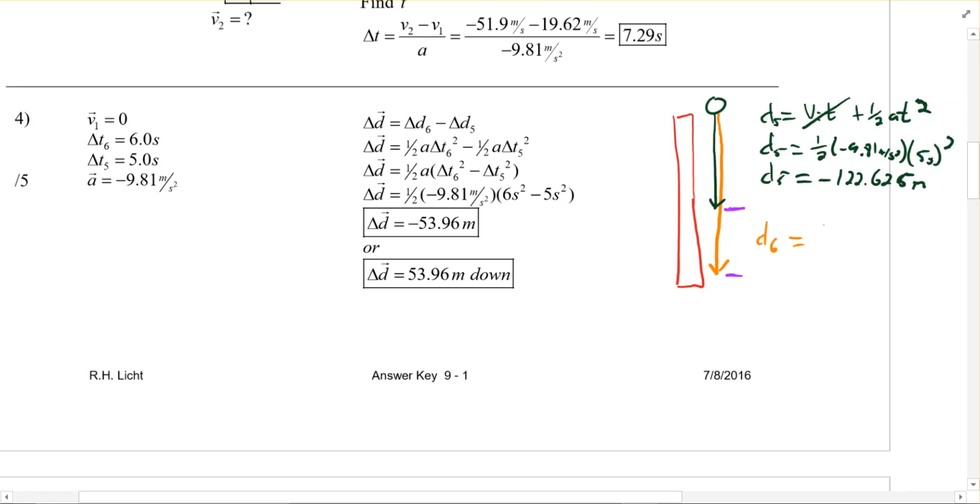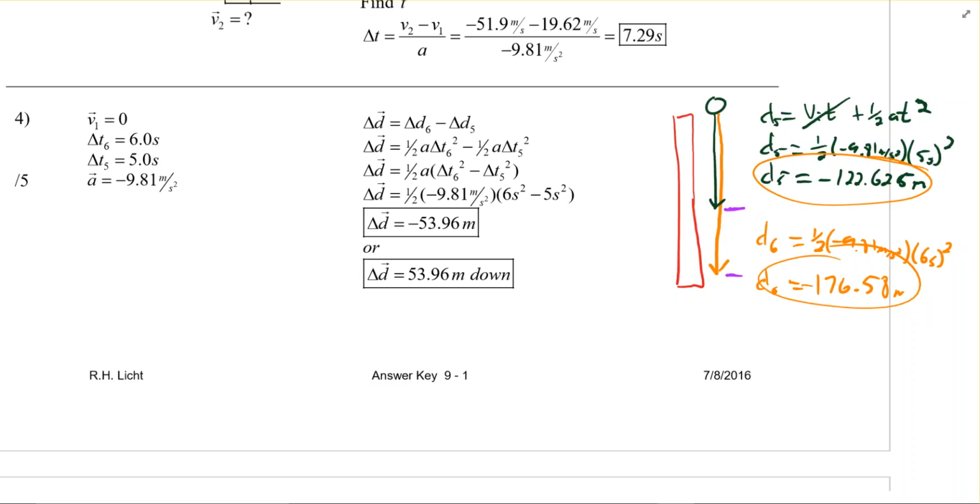D6 would be equal to 1/2 times negative 9.81 meters per second squared times 6 seconds squared. So D6 would be equal to negative 176.58 meters. Sorry. Okay, so we just got those two numbers. Really, all we've got to do is figure out the difference between them.